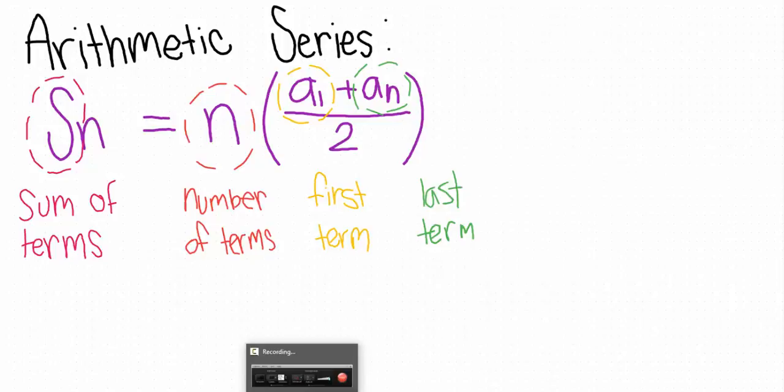The s in Sn is the sum of terms. The n is the number of terms. A1 is the first term. An is the last term.